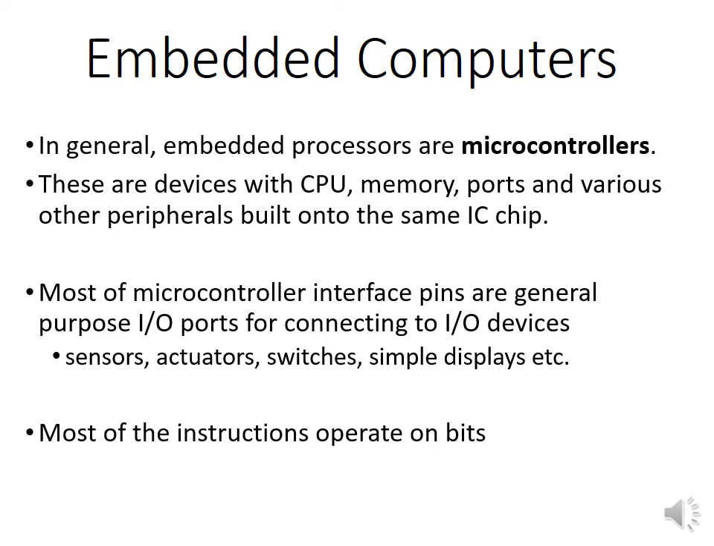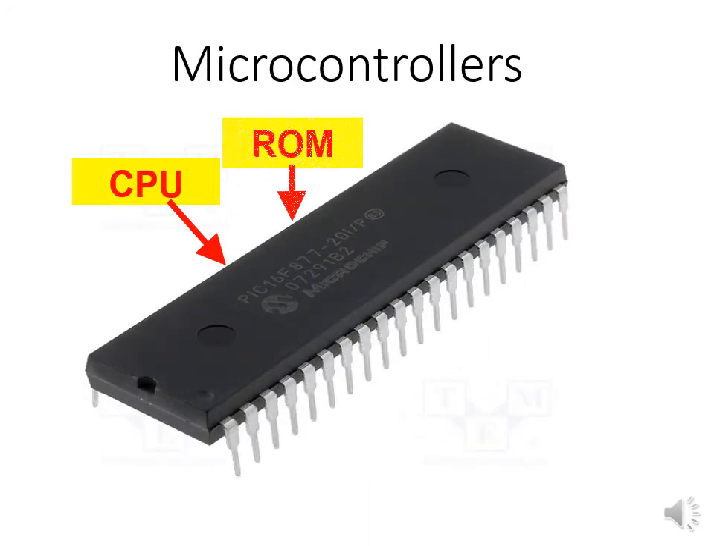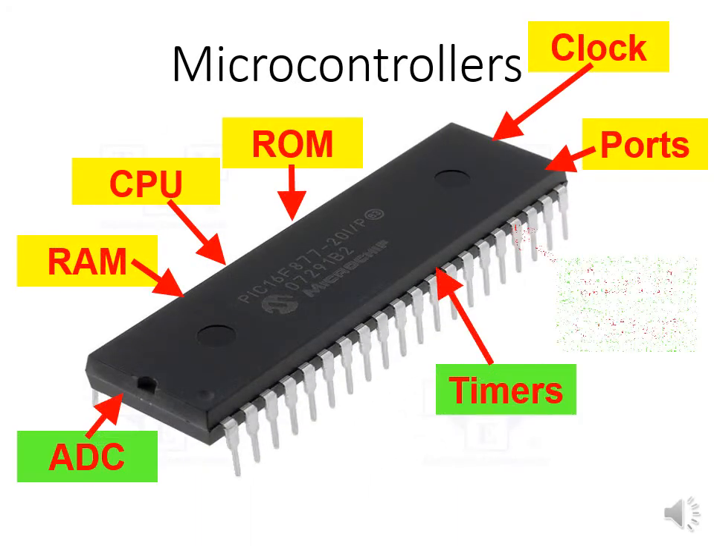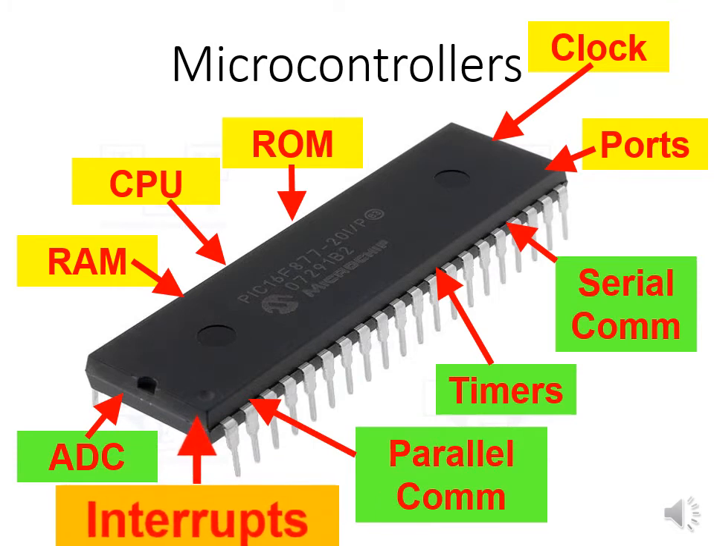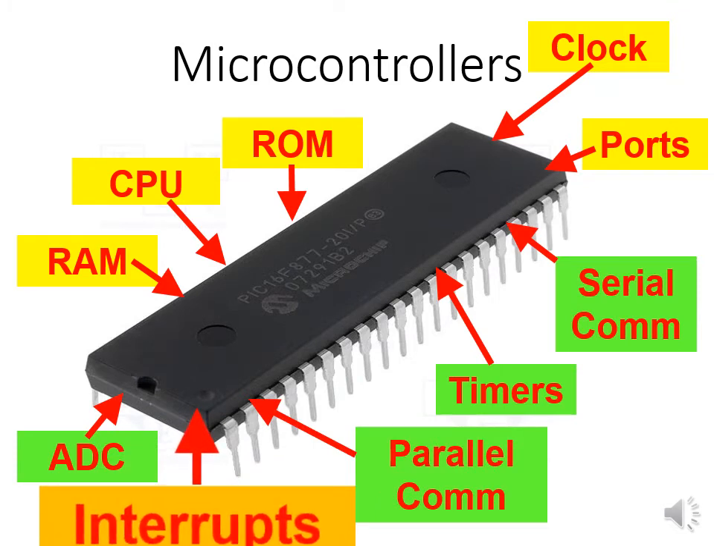Most of the pins on a microcontroller are used as general purpose I/O pins. The I/O pins are used for connecting to I/O devices that include sensors, actuators, switches, symbol displays, among other devices. Here is an illustration of a typical microcontroller. We can see the various components that are inside the IC package.